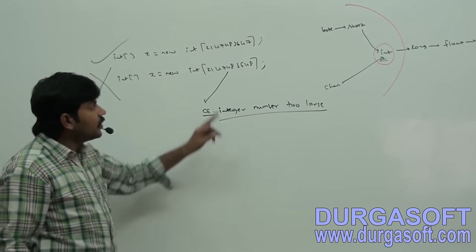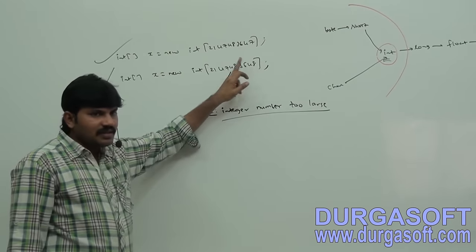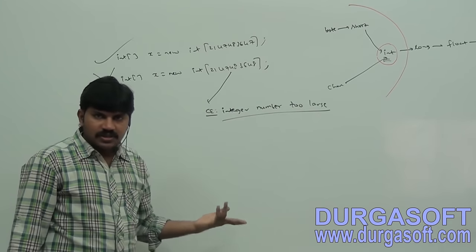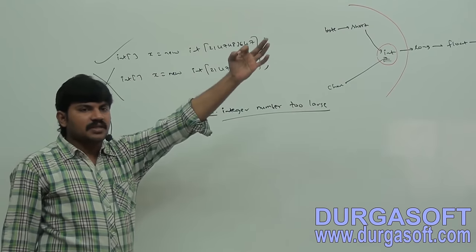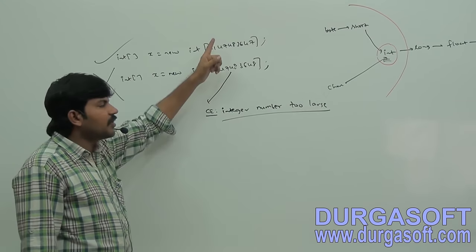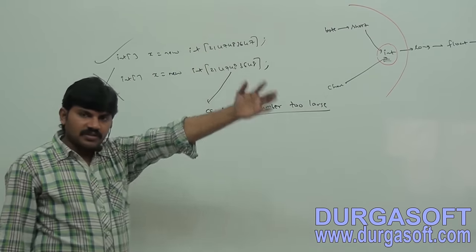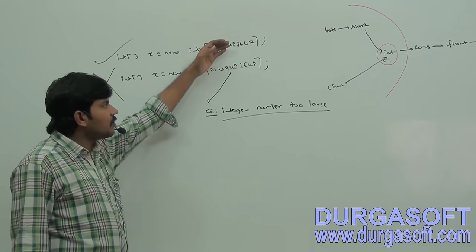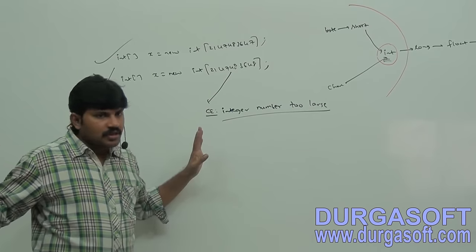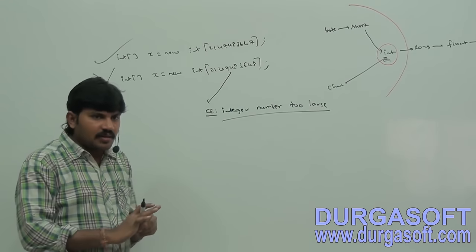If it ends with L, then it is long, and we get a possible loss of precision. The maximum allowed array size in Java is 2147483647, the maximum value of int data type. If we go beyond that, it is not possible. The array concept is not at all helpful there.